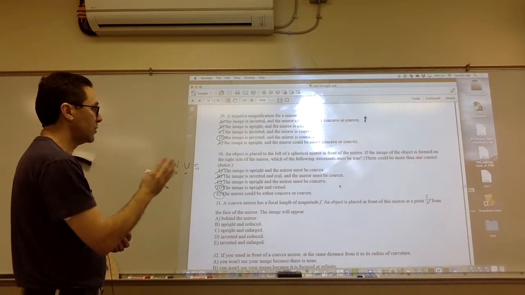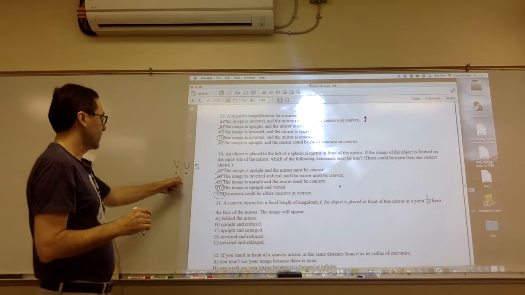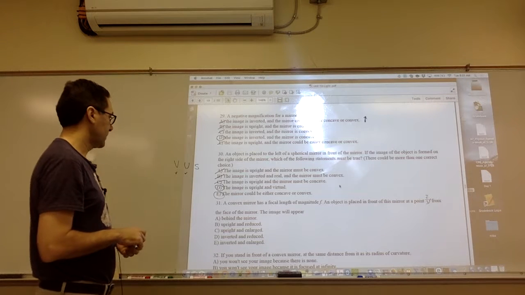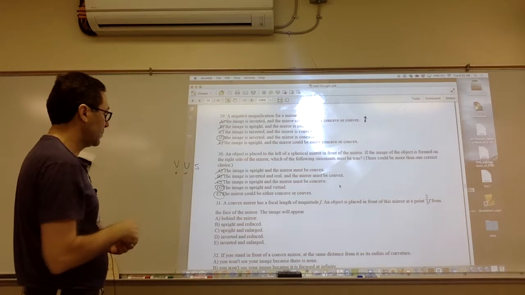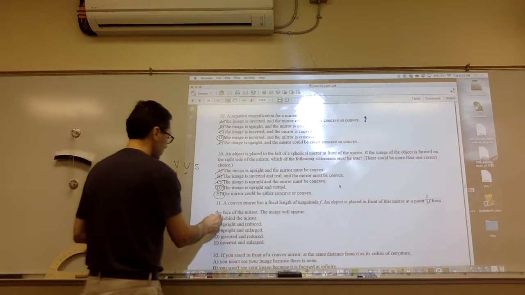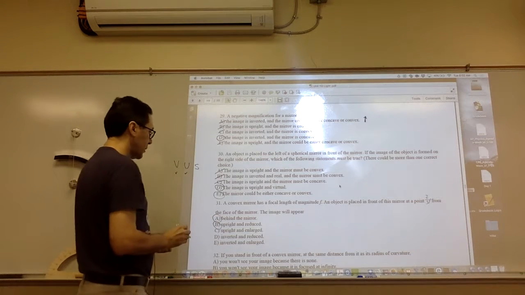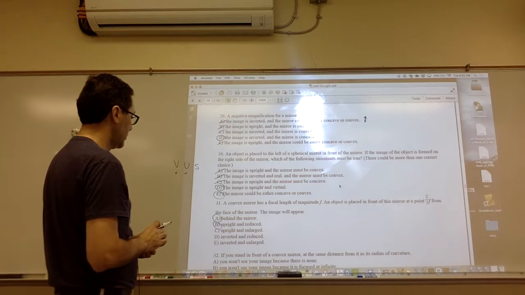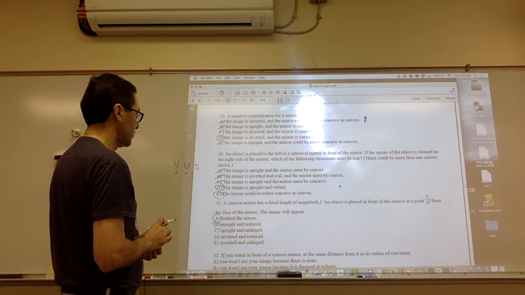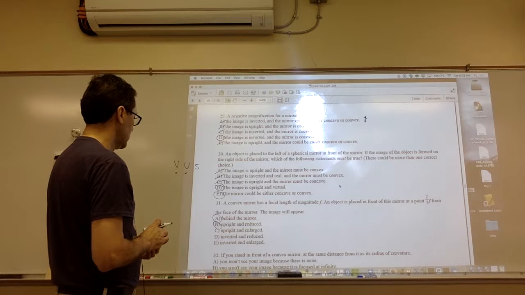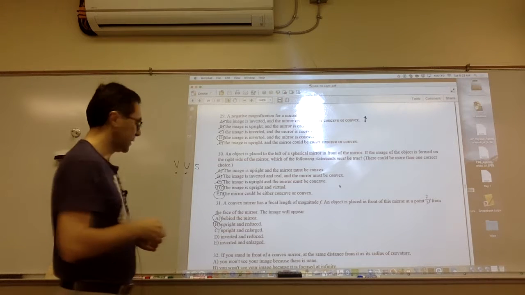Because no matter where you put the object, you're always going to end up with a virtual, upright, and small image. So the image will appear behind the mirror for sure. Upright and smaller, reduced. Upright and enlarged, nope. Inverted, and it's not going to be inverted because it's a virtual image. So that's it. It should be just A and B.